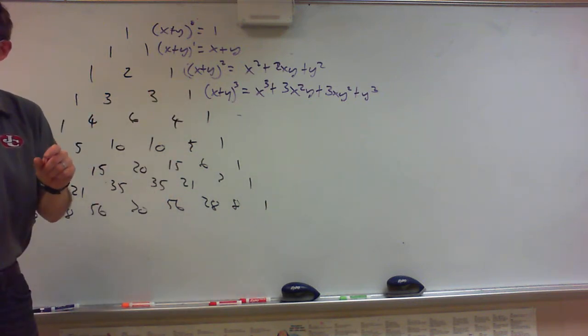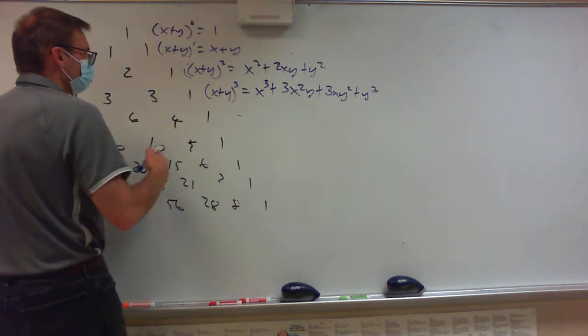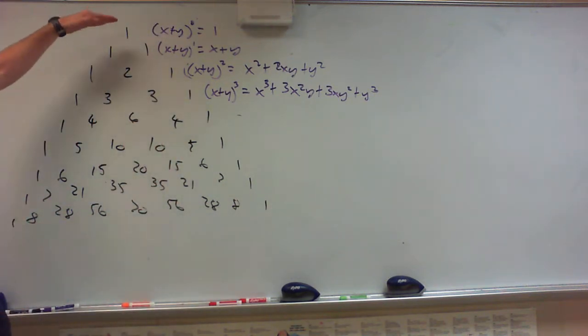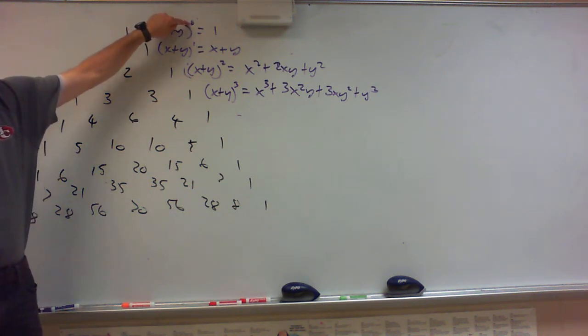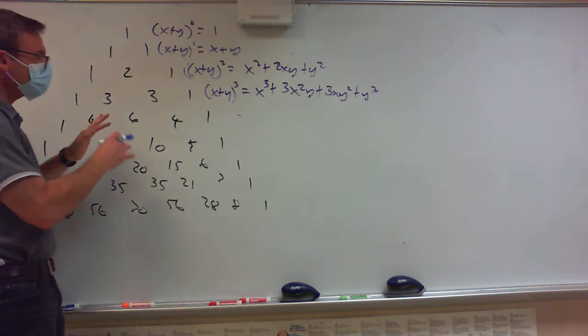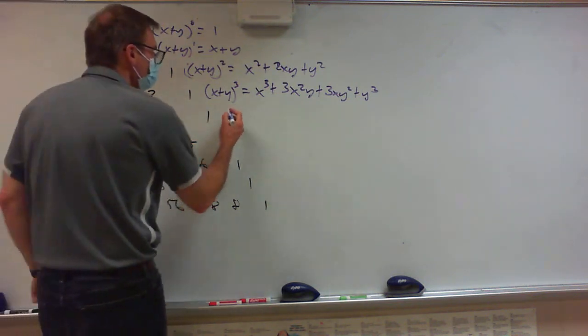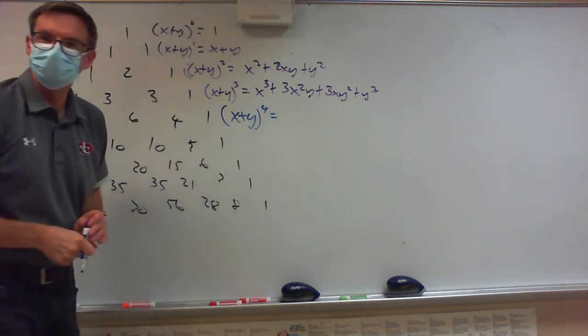Y'all see it? Let's see if we can figure out what's happening. They call this the zeroth row because you were thinking about raising something to 0. This is the first row, second row, third row, fourth row. Let's see if we can use Pascal's triangle to help us figure out what x plus y to the fourth is.